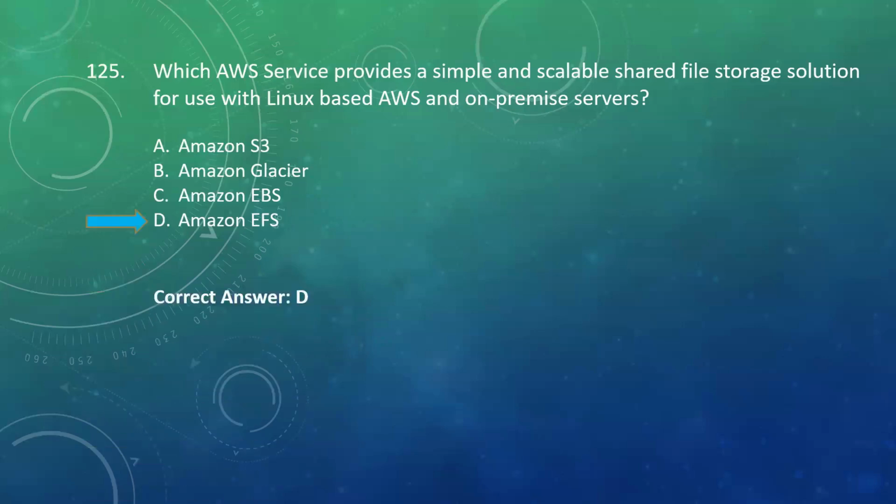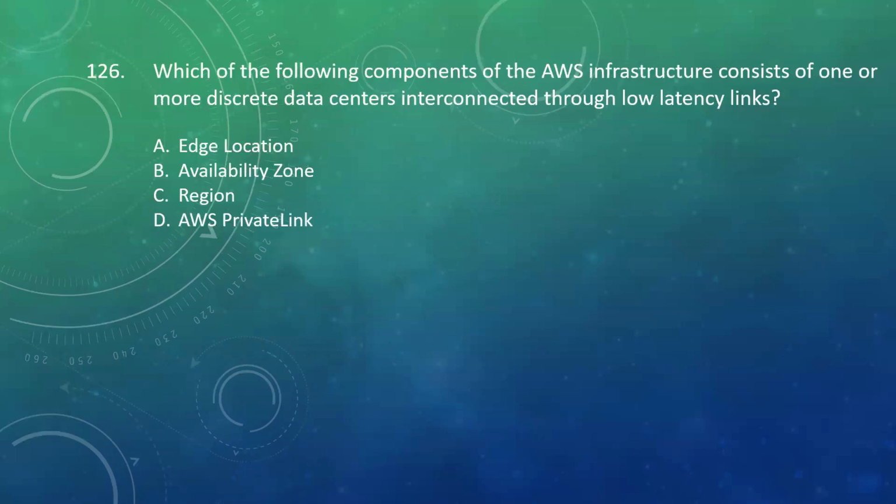For your future reference, EBS is block storage and Glacier is one of the classes of S3 storage, which is again an object-based storage. Question number 126.